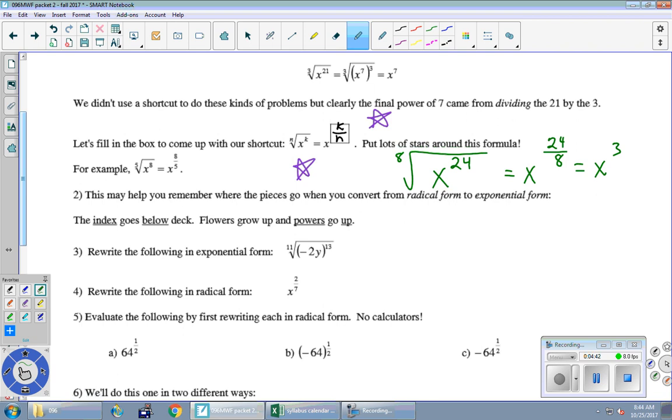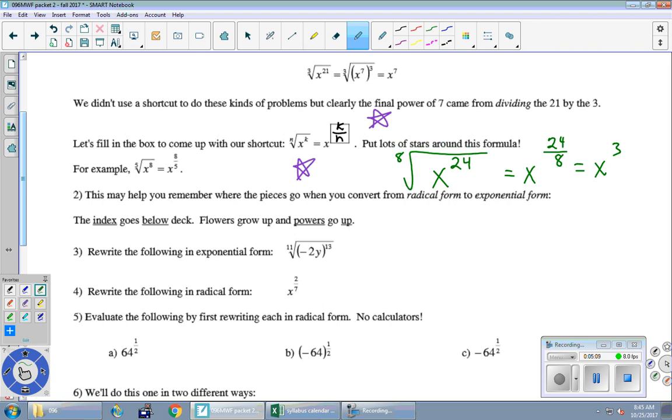All right, but this property we put stars around works even if the number doesn't go evenly, like 8 went evenly into 24. But if you had the 5th root of x to the 8th, you can still do the property. You write x to the power goes up on the top. That's where the 8 is. And the index, the 5, goes on the bottom. So x to the 8/5. Even though the 5 doesn't go evenly into 8, still these two things are equivalent to each other, okay?